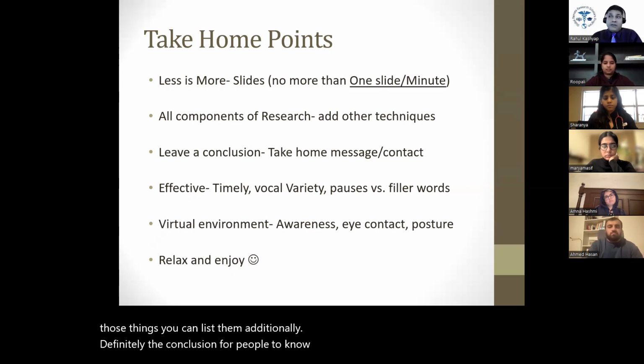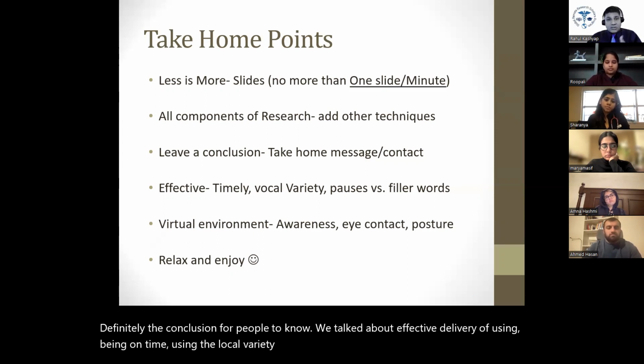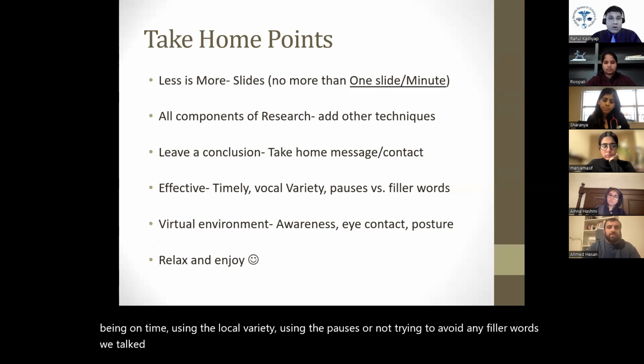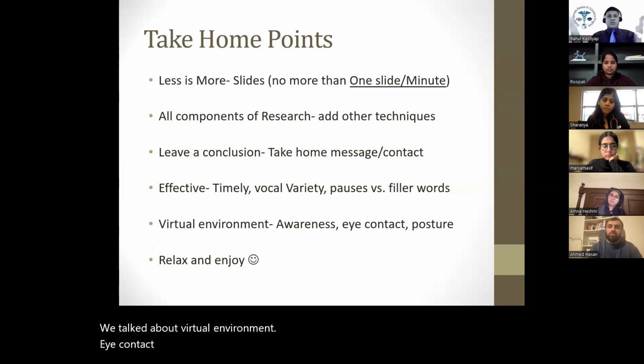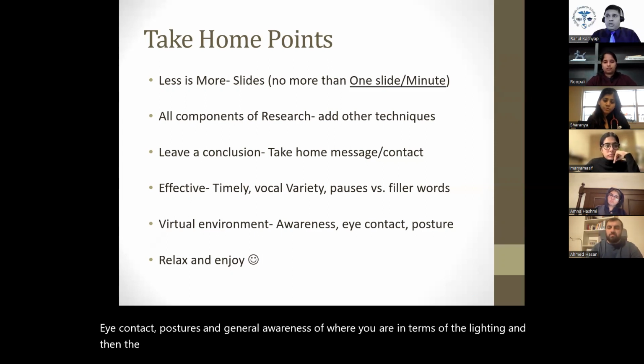We talked about effective delivery: being on time, using vocal variety, using pauses, and trying to avoid filler words. We talked about the virtual environment, eye contact, postures, and general awareness of where you are in terms of the lighting and the space, and somebody not bothering you as well.